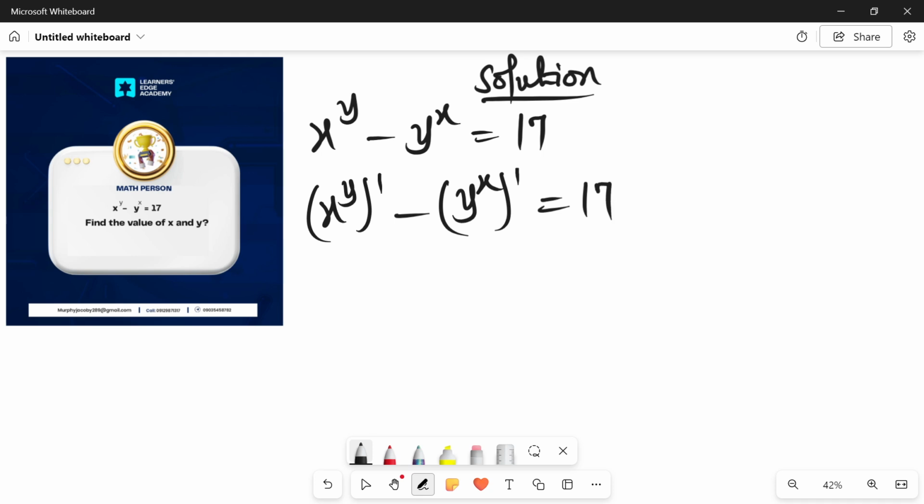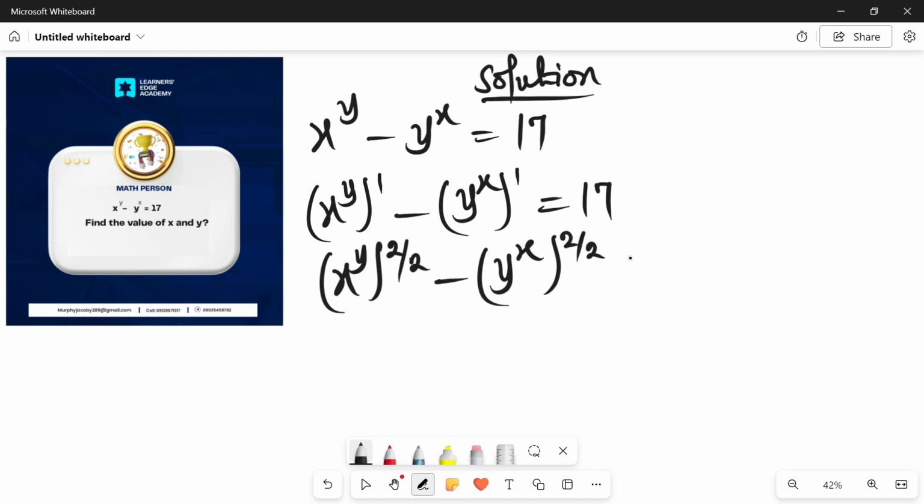So we can further manipulate numbers again. If you manipulate one more time, you're going to end up with x to the power of y all to the power of 2 over 2, minus y to the power of x all to the power of 2 over 2, equals 17. Now, 2 over 2 is the same thing as 1, so I'm literally doing nothing. Can you see that? That's actually interesting, right?